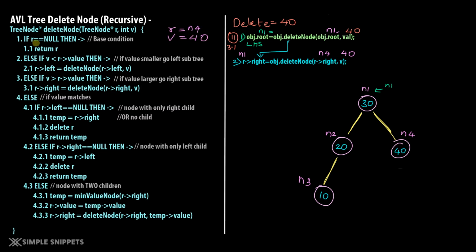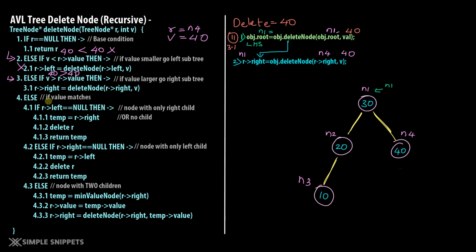So again, step number 1, is r equals to null? No, because r is n4. So we'll go to step number 2. We'll check if v, which is 40, is it less than r of value? R right now is n4. n4's value is also 40. Is 40 less than 40? No. So step number 2 will be excluded. It will not go inside. We will go to step 3. We'll check if v, which is 40, is it greater than r of value, which is again 40? No. 40 is not greater than 40. So again, this will not be executed.